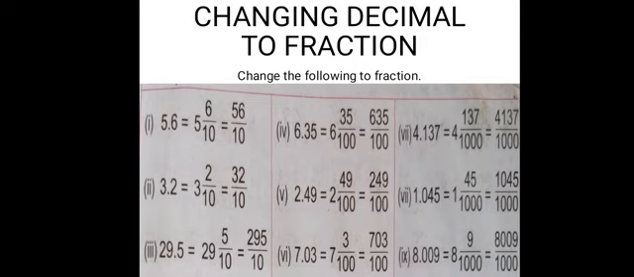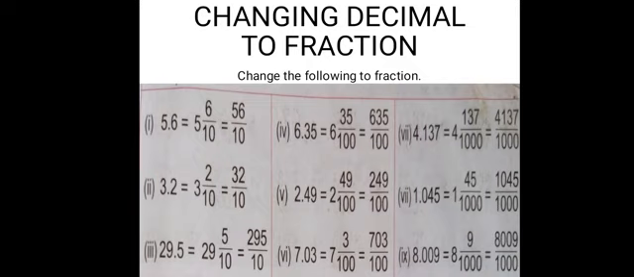Okay, so now changing decimal to fraction. Changing decimal to fraction, you look at this. This is times by 10 if it is in 1 decimal place, times by 100 if it is 2 decimal places, times by 1000 if it is in 3 decimal places.